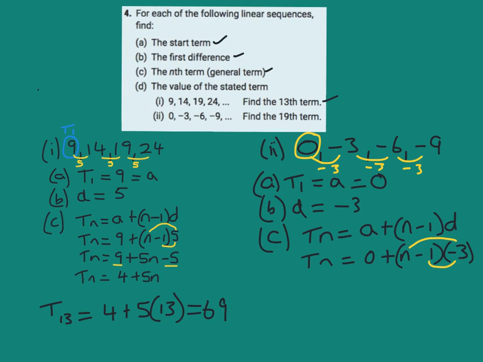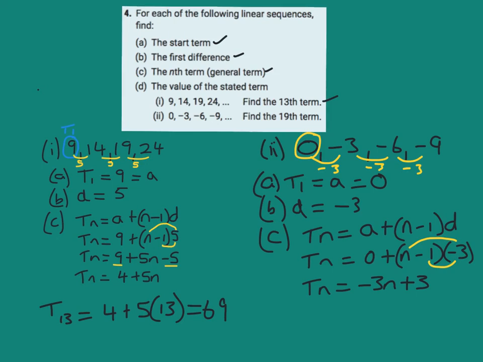And then what I'm going to get is Tn equals 0, which we can forget about. I have minus 3 by n gives me minus 3n. And minus 3 by minus 1 gives me plus 3. And you might need to look over your integers for that one.